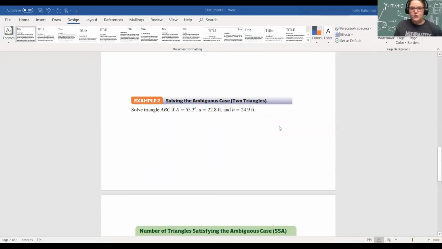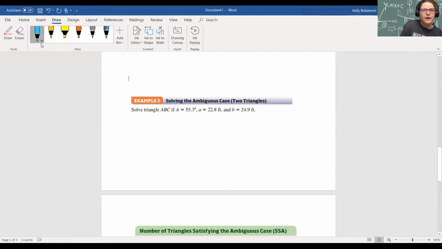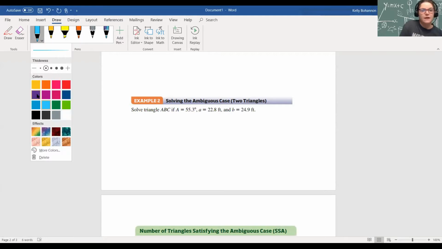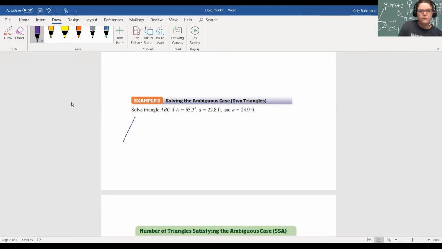7.2, example 2, we're solving a more ambiguous case. This time there's going to be two triangles, so we'll set it up just like we did for example 1. Go ahead and set up a triangle, again remembering that the triangle you're drawing is just for setup, and you have no idea what it actually looks like. So here's A, B, C.